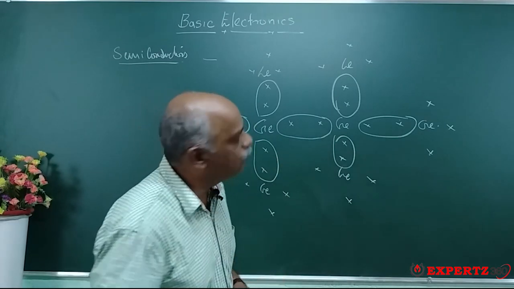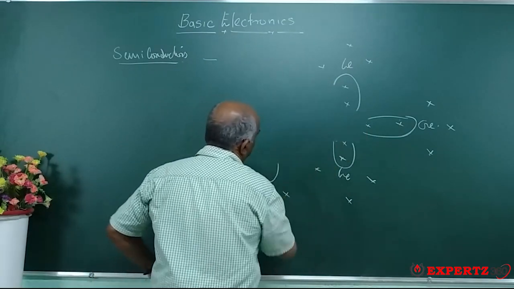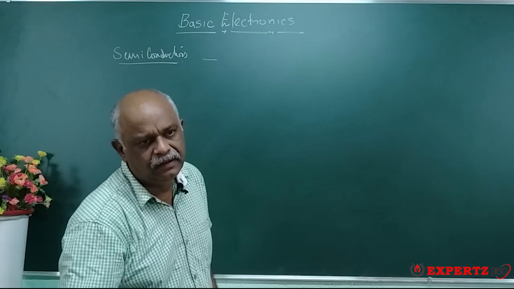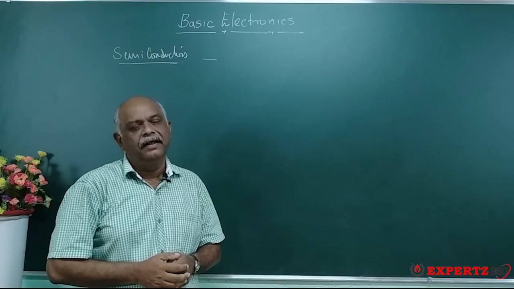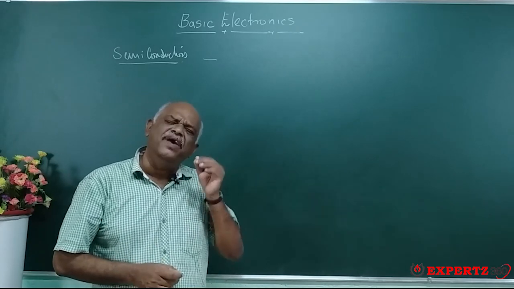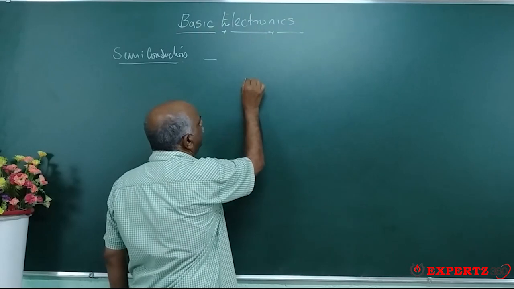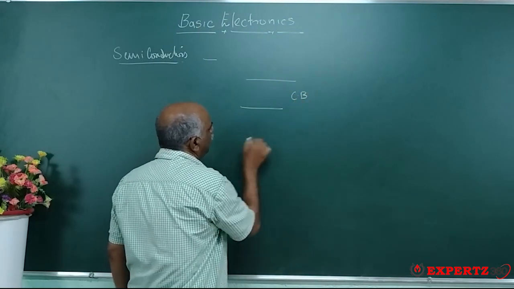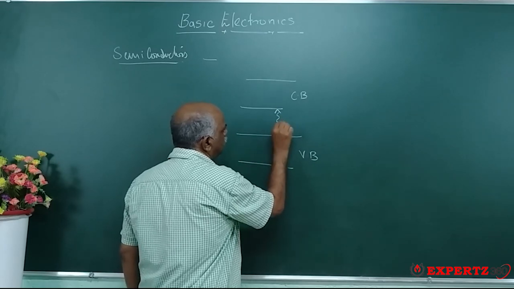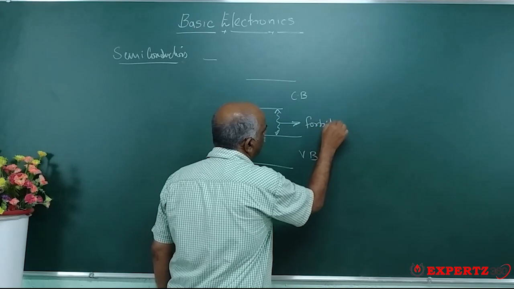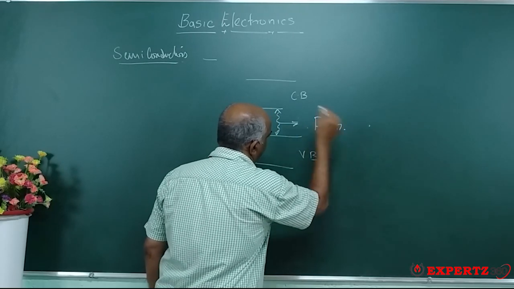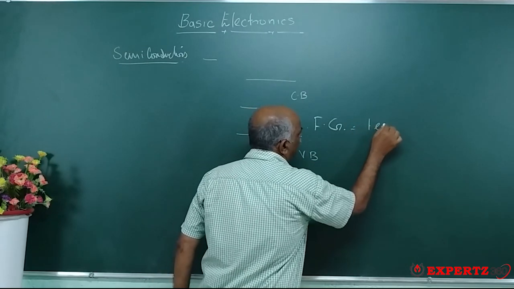Now I'm going to bring it to room temperature. Once I bring it to room temperature, naturally I'm going to get photo energy, that is light energy, and thermal energy, that is heat energy. What happens is the bonds are going to get broken and the free electrons are going to jump into the conduction band, but very few in number. So you have the conduction band and the valence band. This is the forbidden gap, FG, which is approximately equal to 1 electron volt.